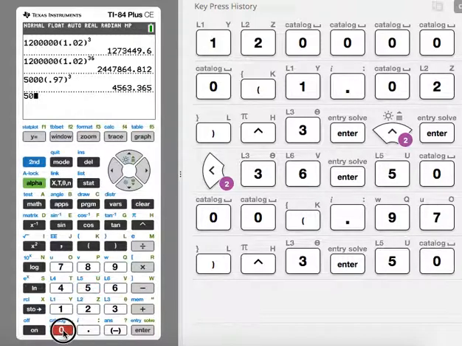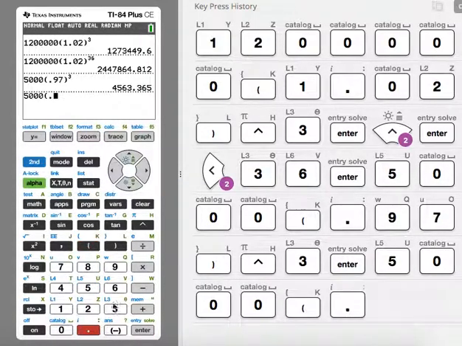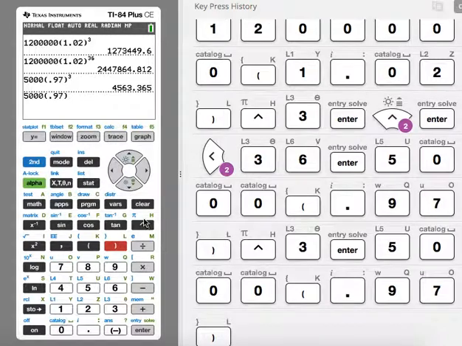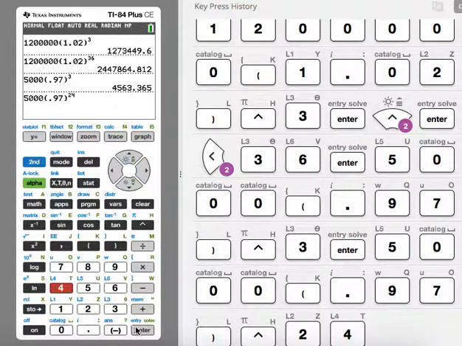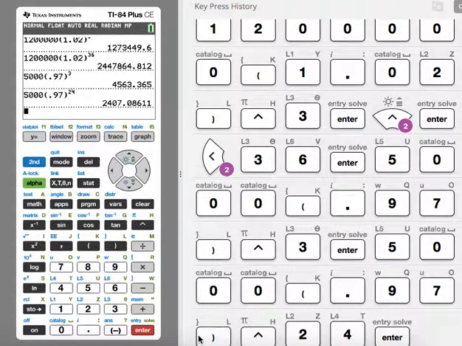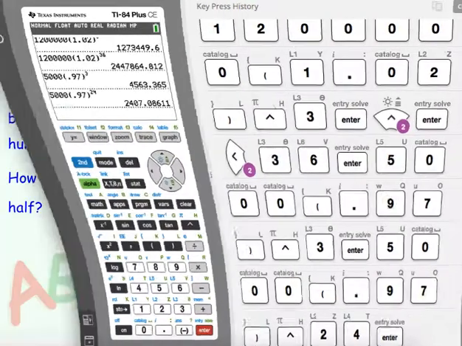So let's try it again. 5,000 times 0.97, all of that to the 24th power. And we see that, yes, the population has been cut in half. It's a little bit lower. Once again, rule of 72 is just an estimate. But we see that, yes, our population has been cut in half to be under that 2,500 students.